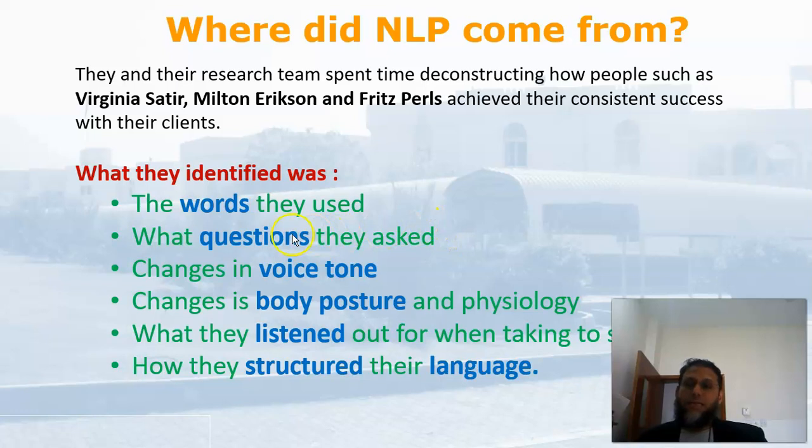Also they try to understand what they listen. They listen to others, and also how they structure their language. How they structure the language is very, very essential. So all these 6 things, the words, questions, voice tone, body posture, listening, and structure of language, are all the reason for the success of the people. This is the research findings made by these guys.